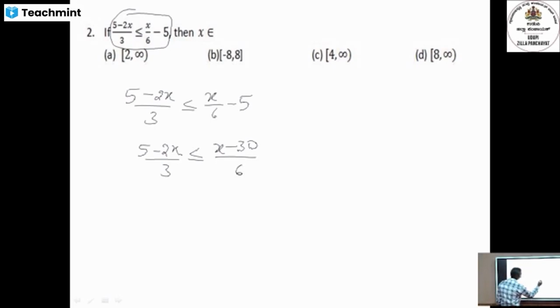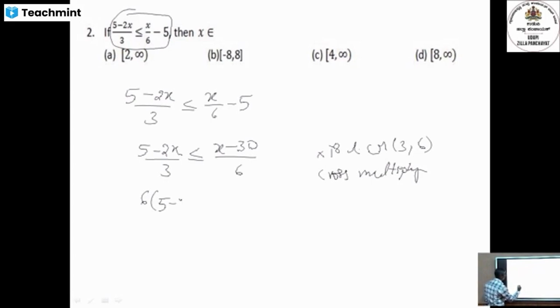We can multiply by 18, that is the LCM of 3 and 6. Otherwise, cross multiplication. You will get 6 into 5 minus 2x less than or equal to 3 into x minus 30. I think you can solve this very easily. This is 30 minus 12x less than or equal to 3x minus 90.